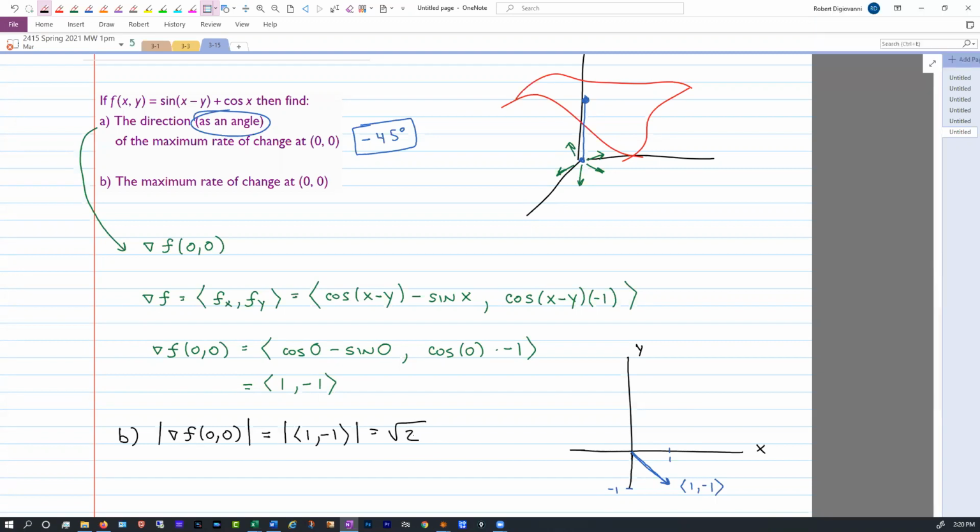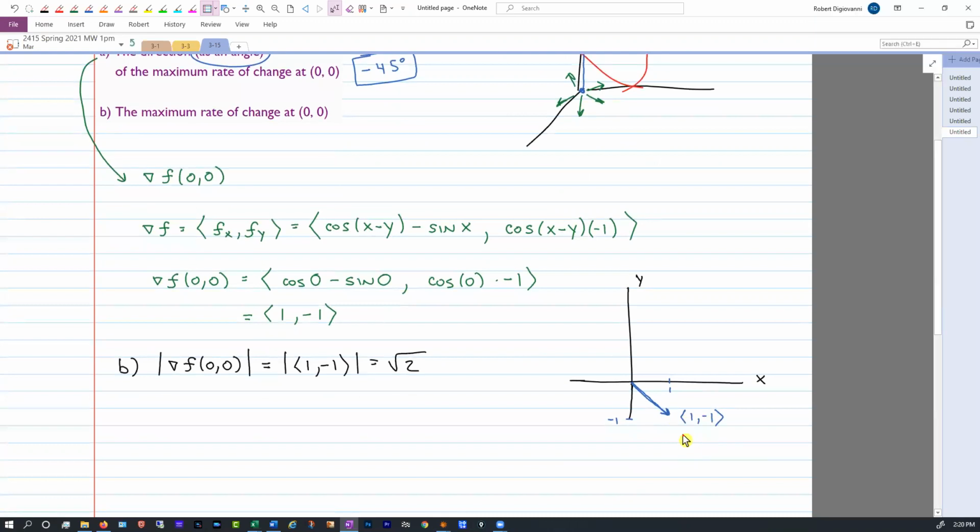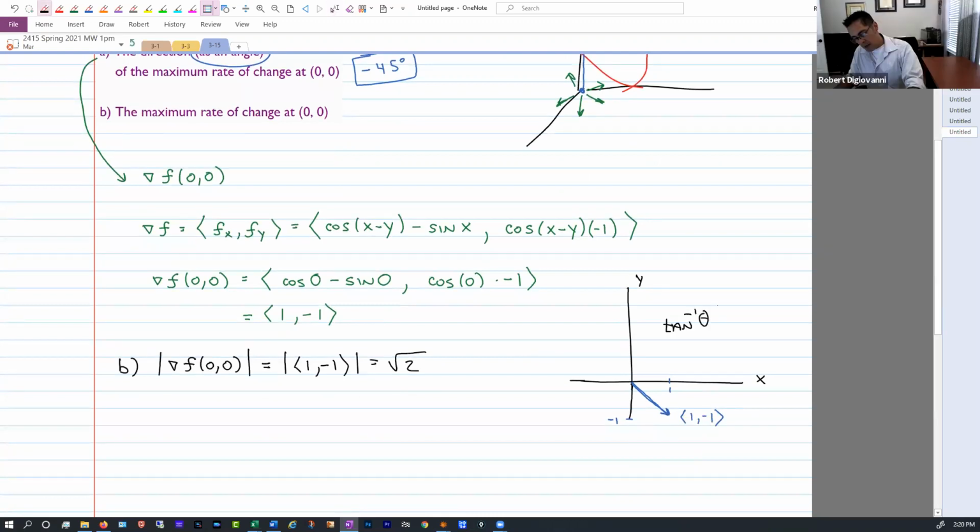To find the angle, we would use tangent or inverse tangent. You could have used inverse tangent, yes. Because sometimes these angles aren't going to be easy to find like this one. You could have done arctangent of negative 1 over 1, and that would have given you negative 45 degrees, as long as your calculator was in degree mode.